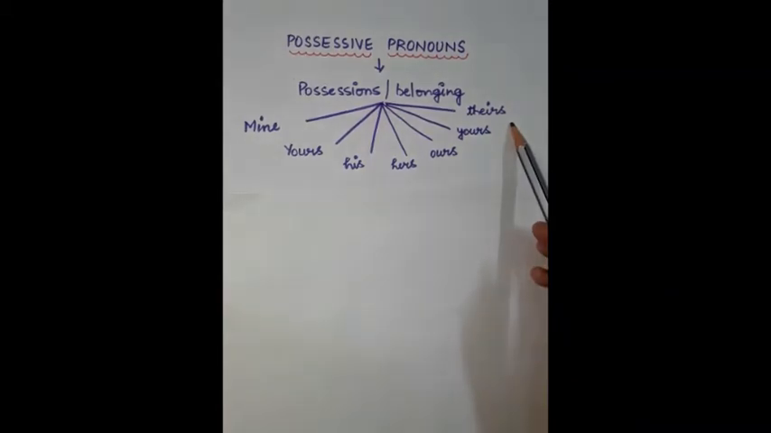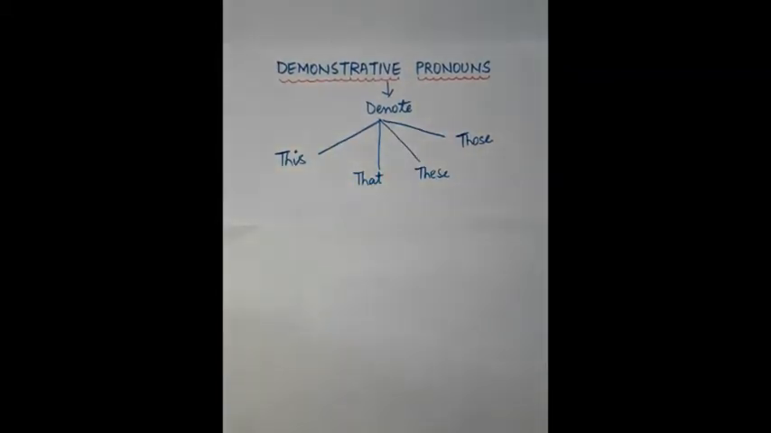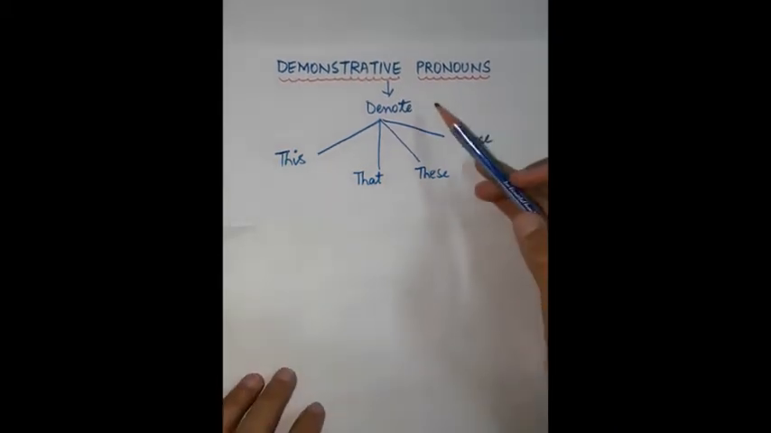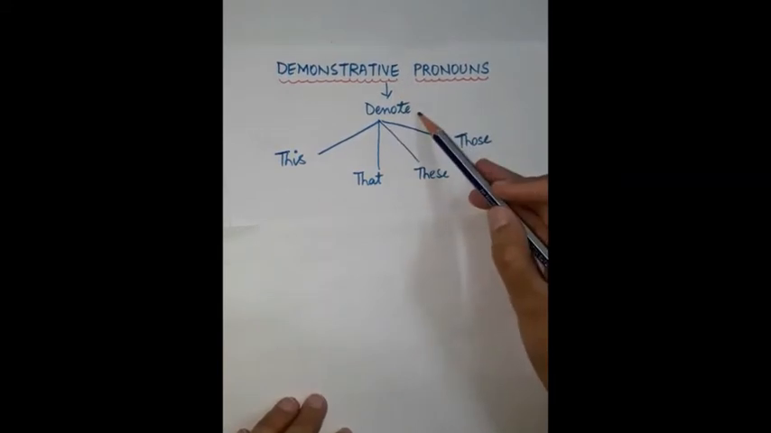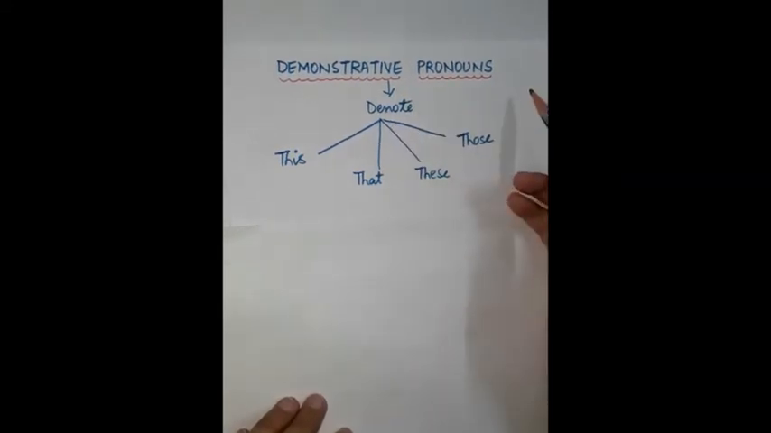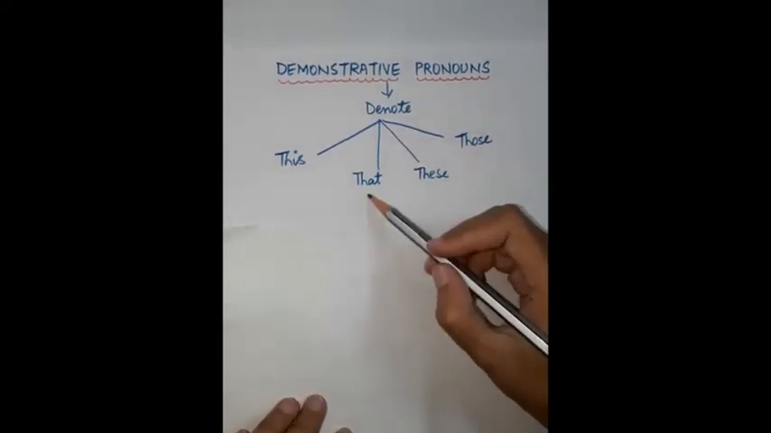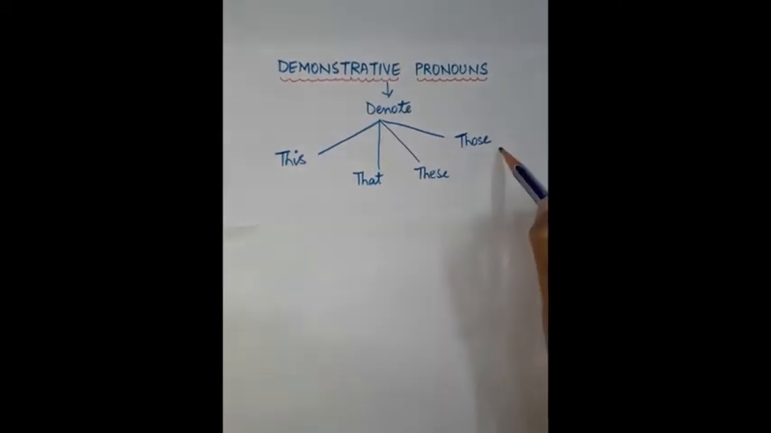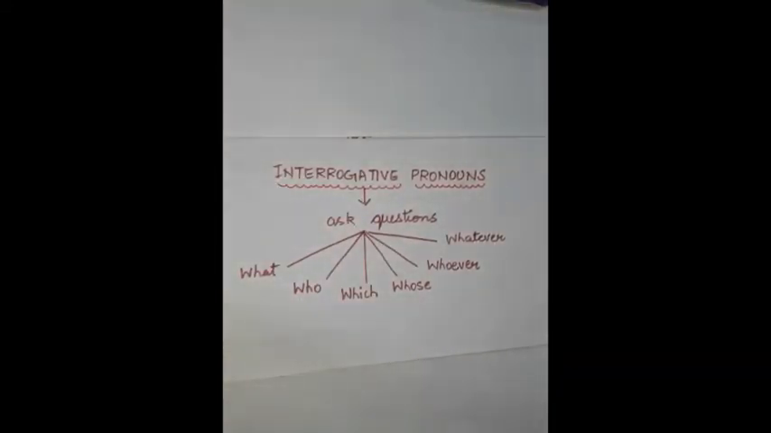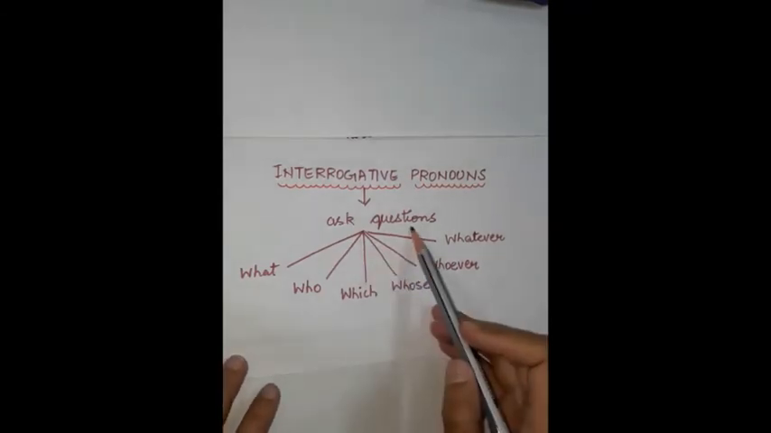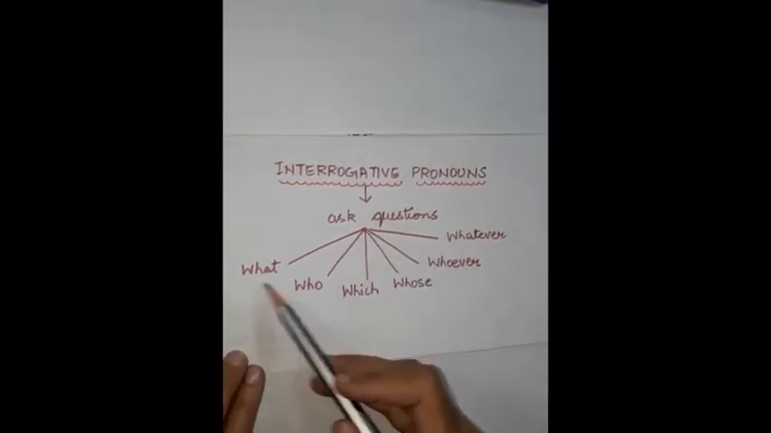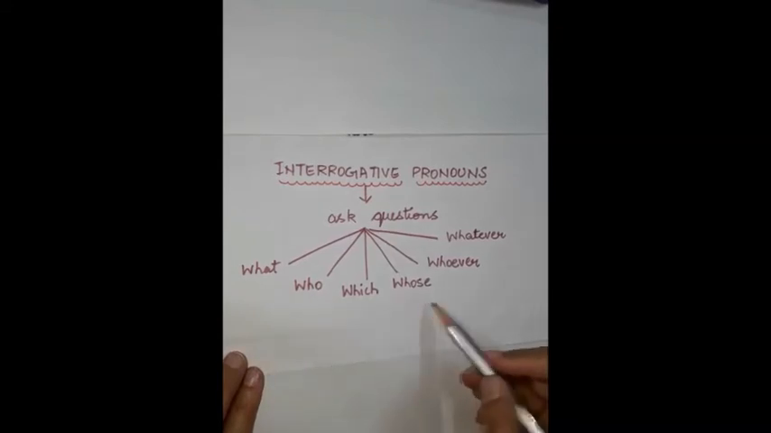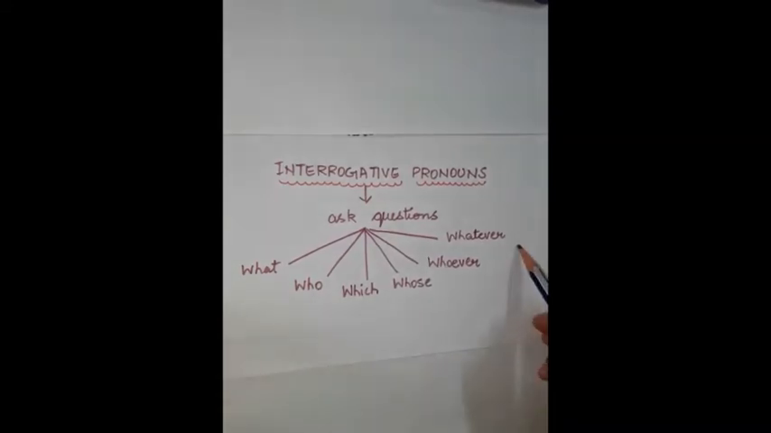and theirs. The demonstrative pronoun points to the noun to which it refers. That is, we can also say that demonstrative means to denote something, and the demonstrative pronouns are this, that, these, and those. Then we have interrogative pronouns. Interrogative pronouns are used to ask questions, and they are what, who, which, whose, whoever, and whatever.